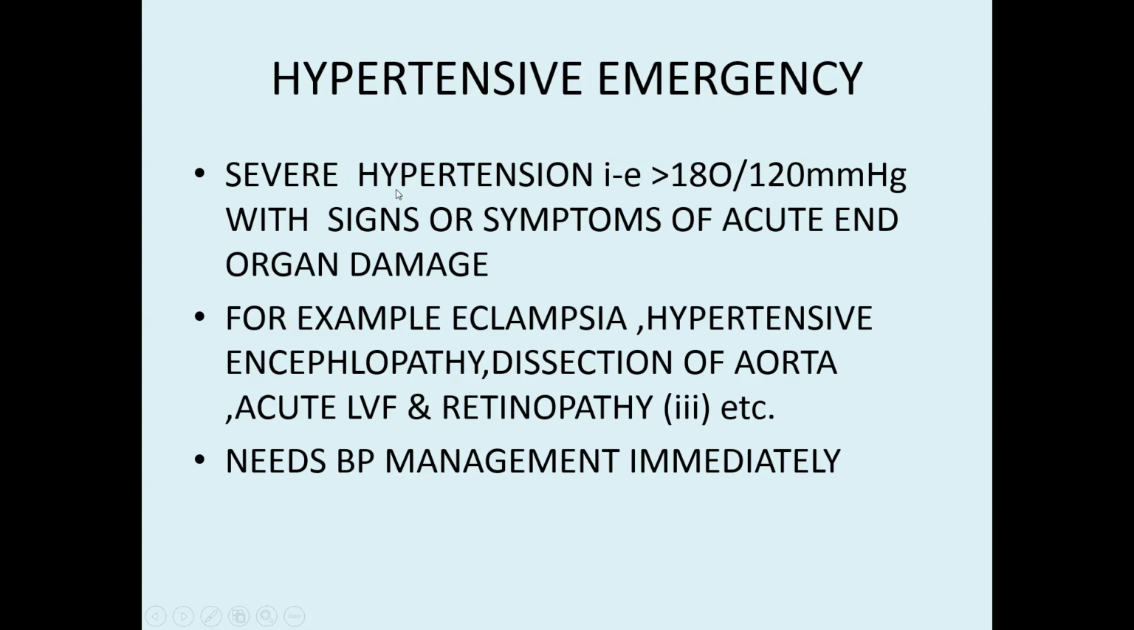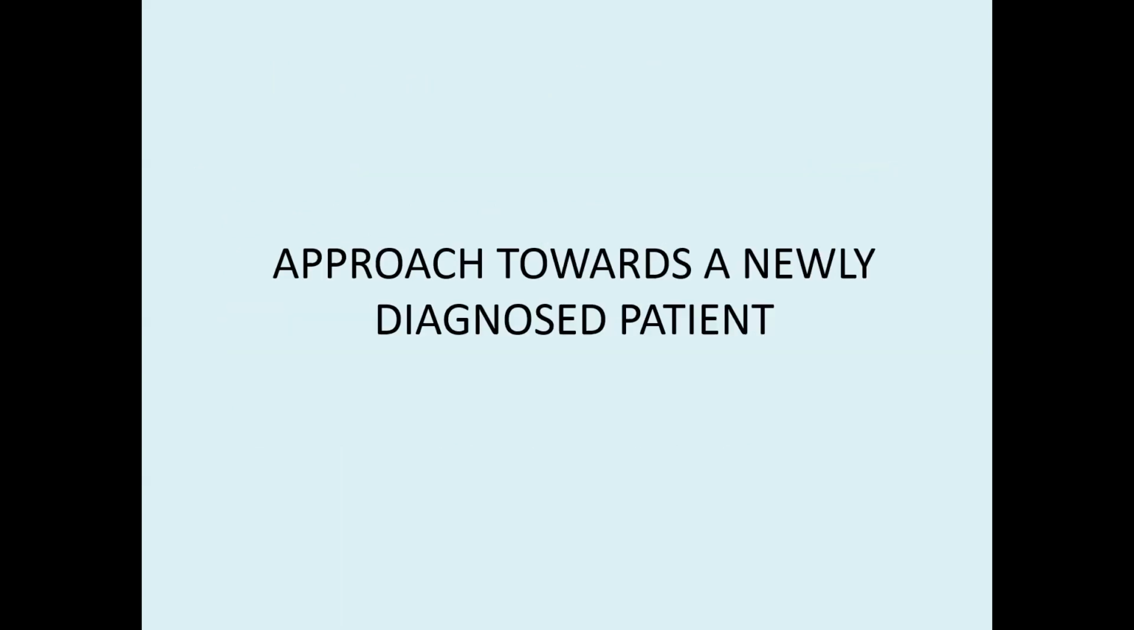Hypertensive emergency is a severe hypertension with the same cutoff as that of urgency, but with signs and symptoms of acute end organ damage. For example, eclampsia, hypertensive encephalopathy, hemorrhagic stroke, dissection of aorta, acute left heart failure or acute myocardial infarction, or sudden visual loss or retinopathy, that is grade 3 or 4 retinopathy. In such conditions, you need immediate management of blood pressure with IV medications, keeping the patient in intensive care units.